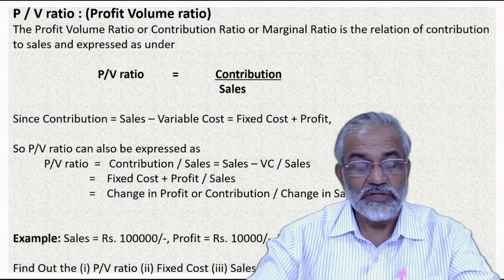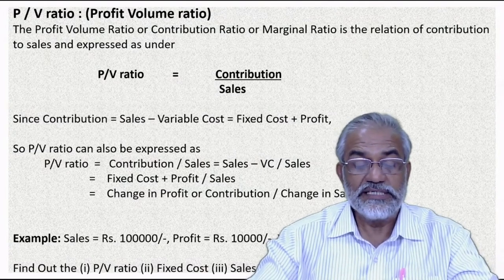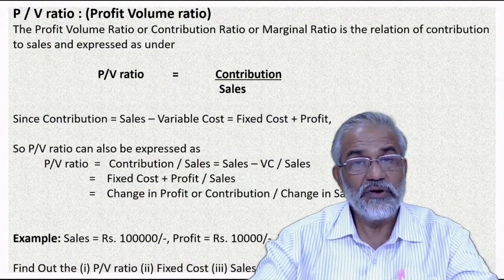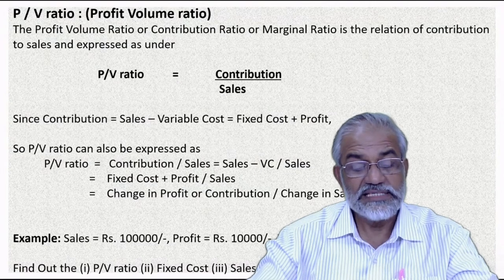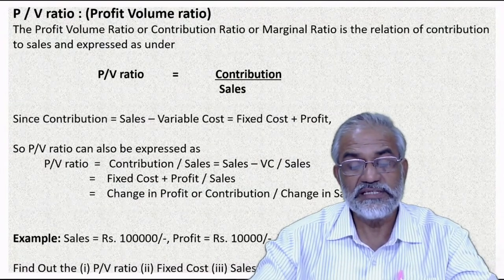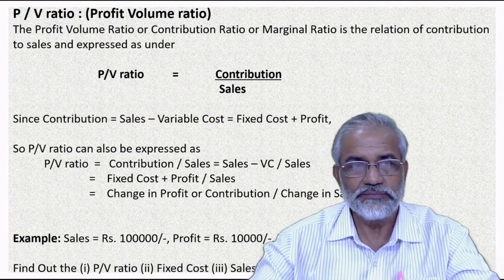So this is about the differentiation of types of costing on the basis of behavioral analysis, that is fixed cost and variable cost. Then come to the PV ratio, which is otherwise called the profit volume ratio, or it is otherwise called the sales and contribution ratio. Contribution to sales ratio, it is also called the marginal ratio.